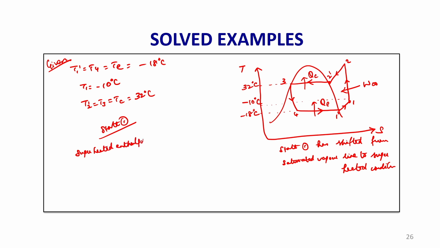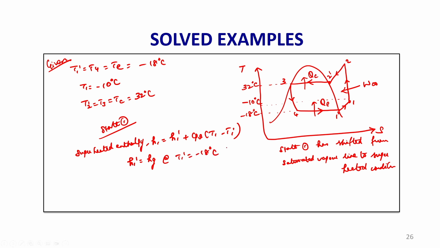Superheated enthalpy H1 is equal to the corresponding saturated enthalpy H1 dash plus Cp of vapor into the temperature difference T1 minus T1 dash. Now how to find H1 dash? H1 dash is the saturated value corresponding to minus 18 degrees centigrade. So that is very easy. H1 dash is equal to the vapor enthalpy at minus 18 degrees centigrade, which is the T1 dash temperature.